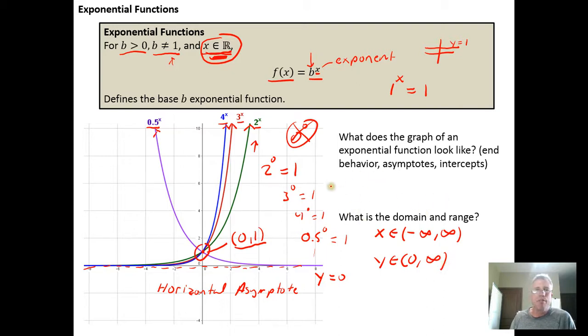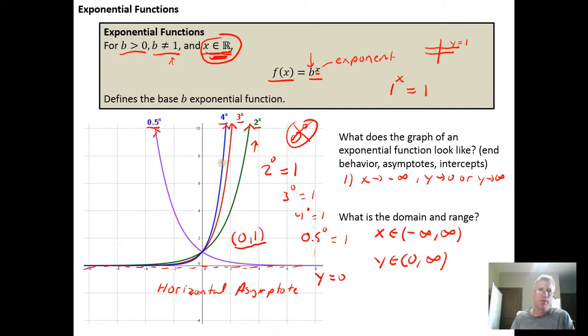And the end behavior is going to depend a little bit on the shape of the graph, but it's always going to do one of two things. As x goes to negative infinity, either y is going to go to 0 or y is going to go to infinity. And we see that here, right?